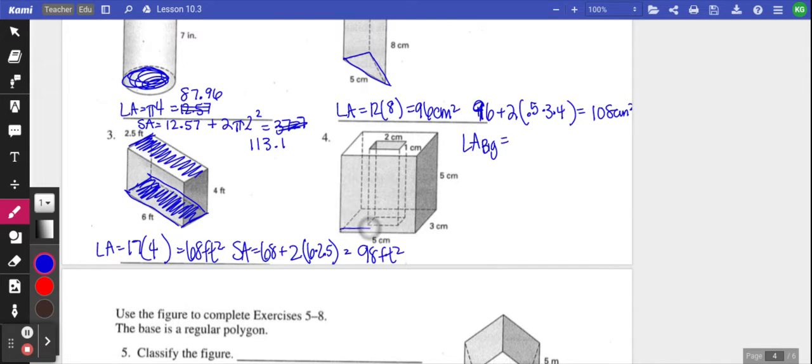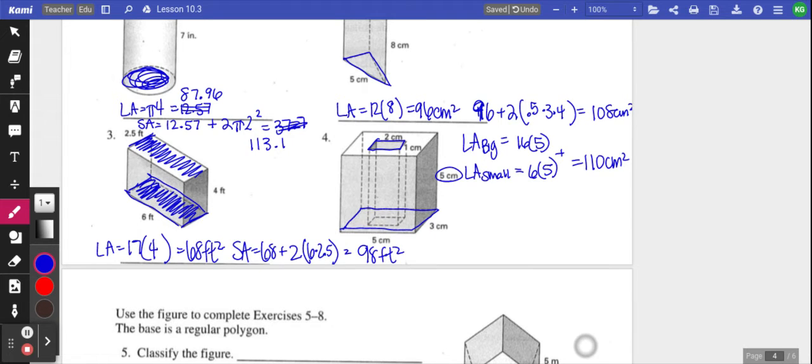Its perimeter is 5 plus 3 plus 5 plus 3, which gives me 16, times its height, which is 5. And then the lateral area of the small is 2 by 1 by 2 by 1, which is 6, times its height, which is still 5. And we're going to add those together for a total of 16 times 5 plus 6 times 5, lateral area of 110 centimeters squared.